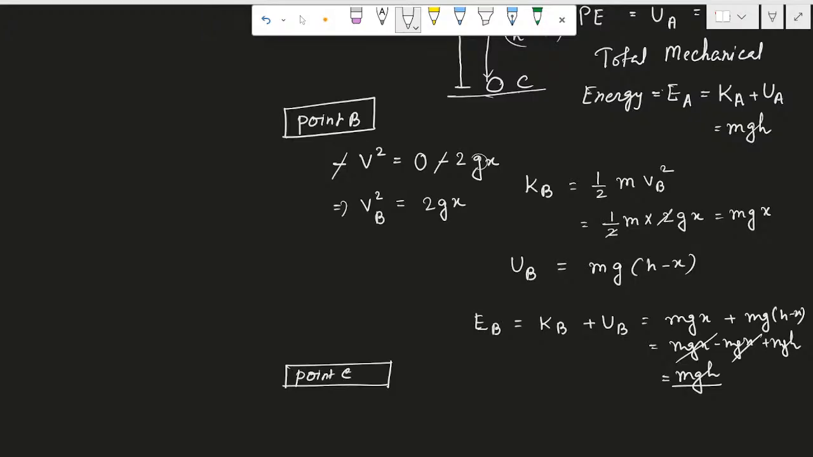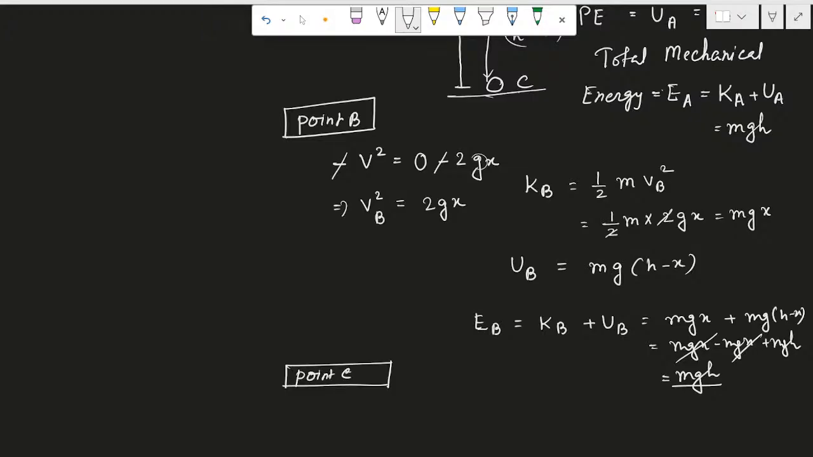Now when we consider point C, because it is just about to touch the ground. About to touch the ground means it has not touched the ground. If it touches the ground, it dissipates the energy to the ground, and the energy gets converted to sound, heat, all the possible forms.